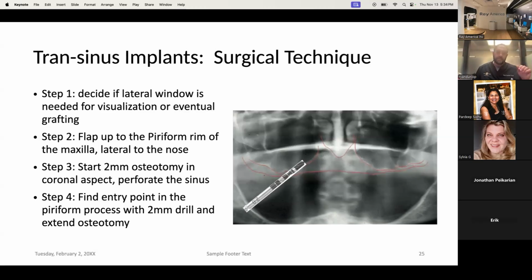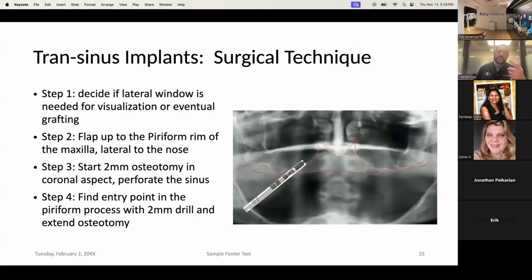Like I said, the diagnosis is key. I only do transsinus implants when there's enough bone under the sinus on the ridge. So I look for 3 to 4 millimeters at least of leftover alveolar bone. What I do is I start with a 2 millimeter drill, and I go through that 3 to 4 millimeters at the crest, and then I feel a loss of resistance, and I know that I'm in the sinus.